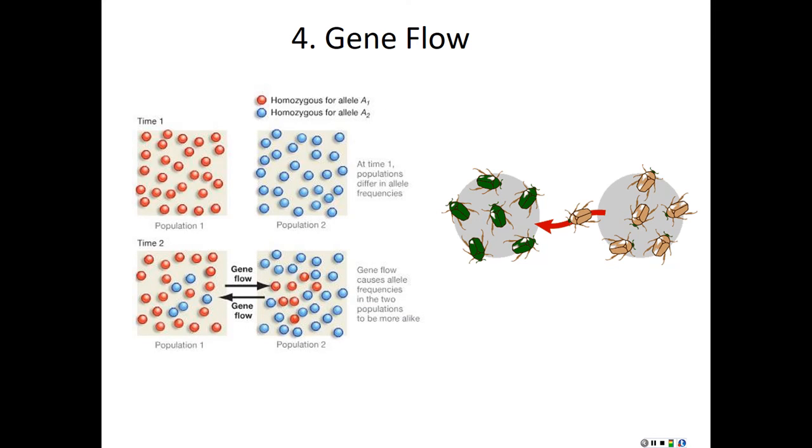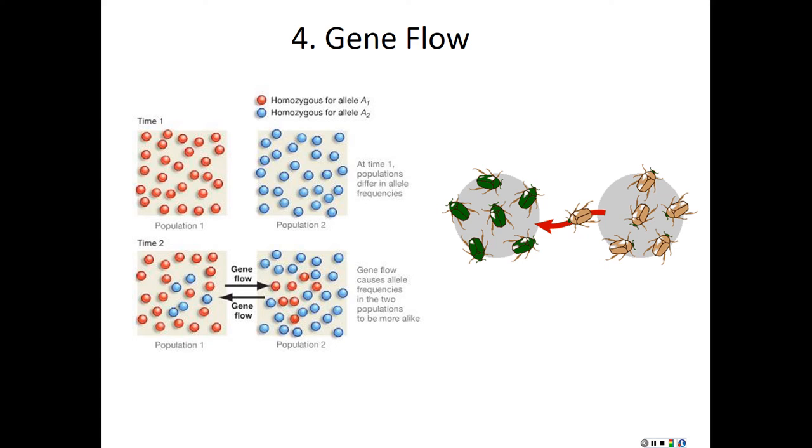All right, gene flow. Moving right along. Gene flow, also sometimes just called migration. That's the other less fancy word for it. This is the transfer of alleles in or out of a population by fertile individuals or their gametes.